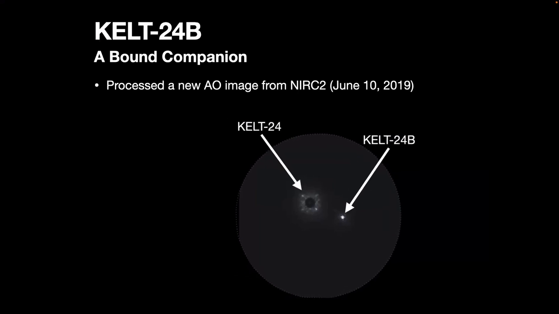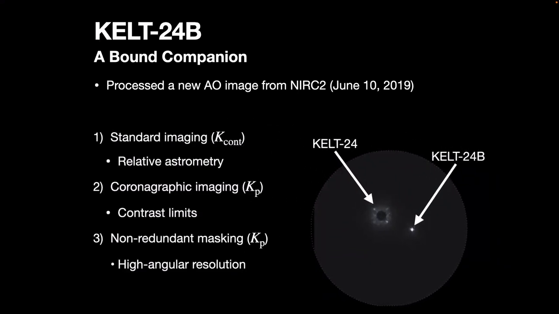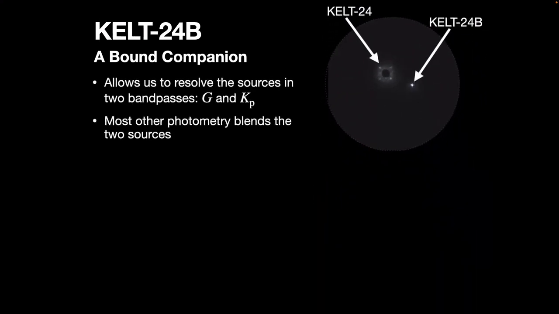And this epoch of imaging utilized 3 imaging modes. So standard imaging, which allowed us to extract some relative astrometry of the 2 stars. Coronagraphic imaging, which allowed us to place some contrast limits on both of these to search for other nearby sources. And we also were able to use some non-redundant masking, which was great for achieving high angular resolution between both of these sources. And what was also great about being able to resolve both of these sources in this NIRC2 K prime band was that we now had 2 epochs of resolved photometry of both of these sources in the Gaia G band and in the NIRC2 K prime band that we just processed.